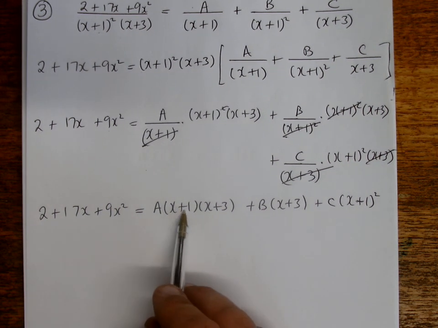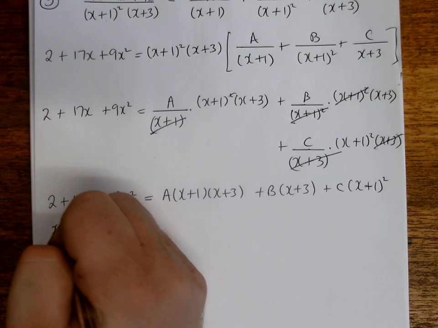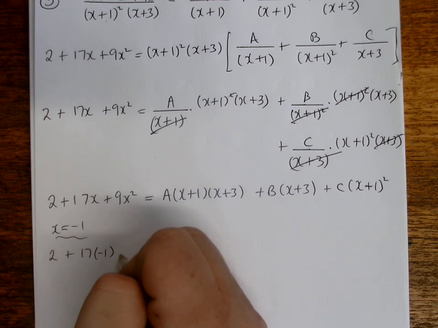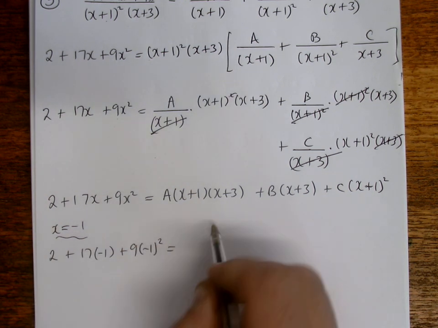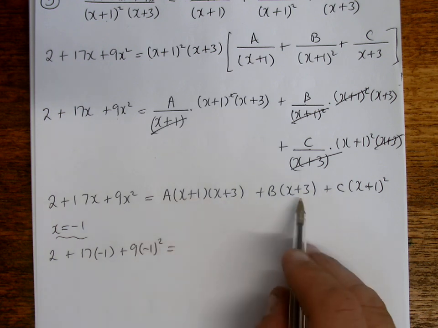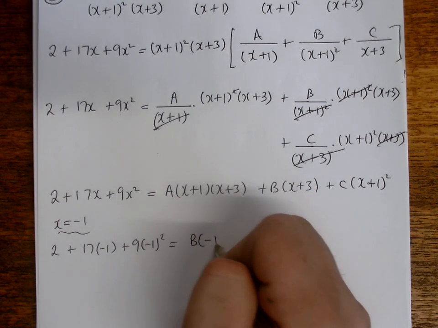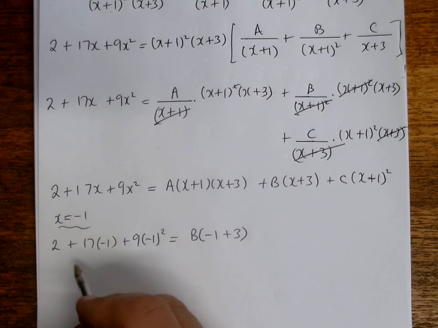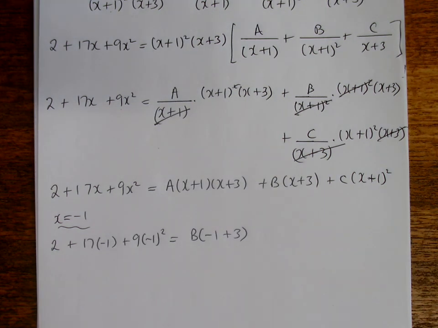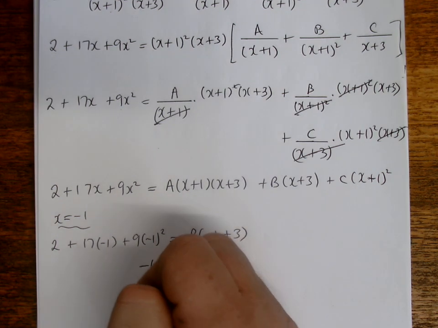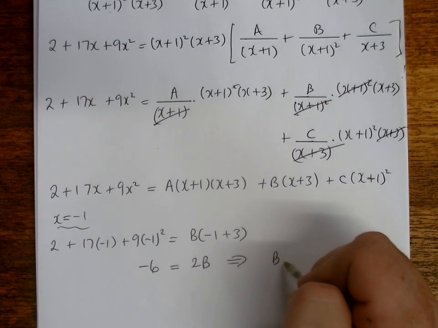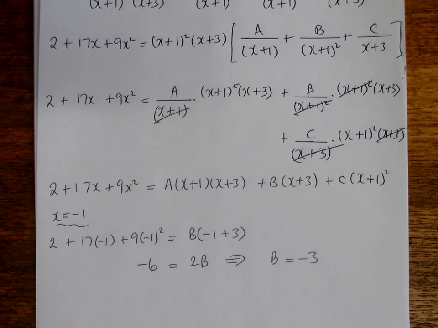If you think about it, because we've got positive 1 here, we'll set x to be the opposite, so set x to be negative 1. Substituting it in, if we put negative 1 in there, that will be 0, so that will go. This will stay, so this will be B times minus 1 plus 3, and that will disappear. Working this out, you've got 2 take away 17 plus 9 is minus 6, and here that will be 2B, and you get B will be minus 3.